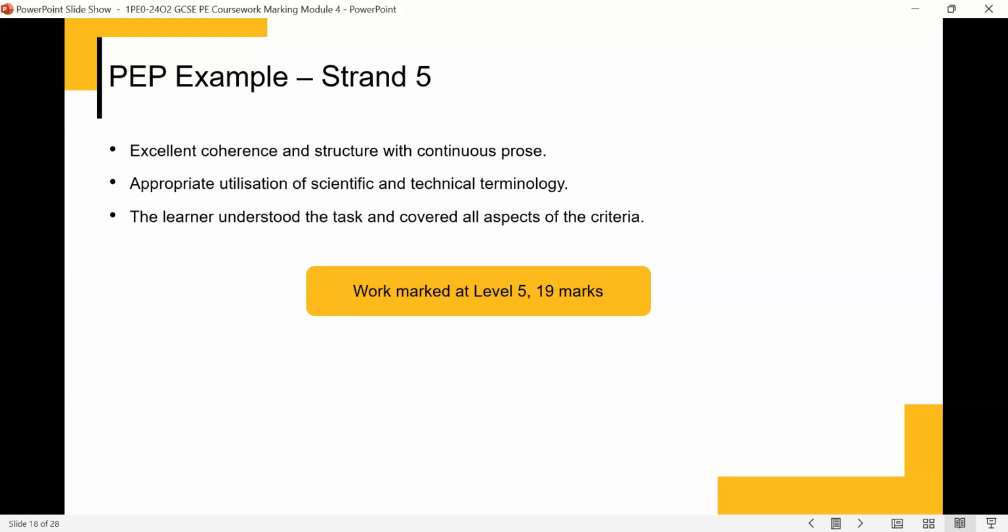Strand 5: the PEP was completed with excellent coherence and structured with appropriate utilization of scientific and technical terminology. The learner understood the requirements of the task and covered all aspects of the criteria. Excellent detailed training logs were included in the appendix, and it was evident the candidate worked hard in both training and analysing the PEP. There was a slight issue, albeit minimal, with the balance of content in each strand, namely strand 2, which again would be referred to within the report. So overall, the moderator awarded 19 marks, which is towards the top.